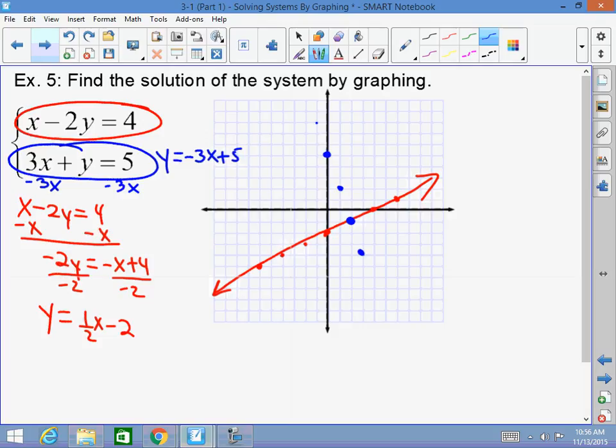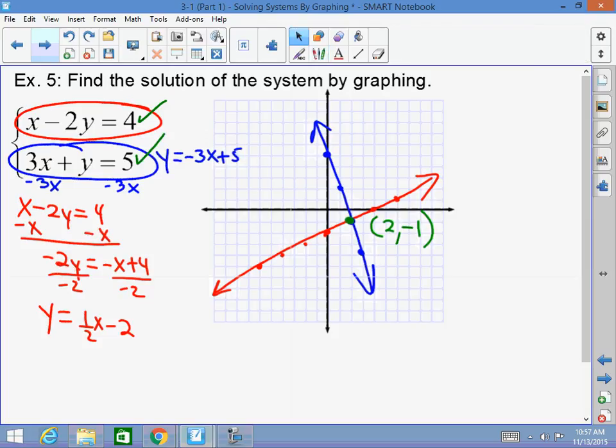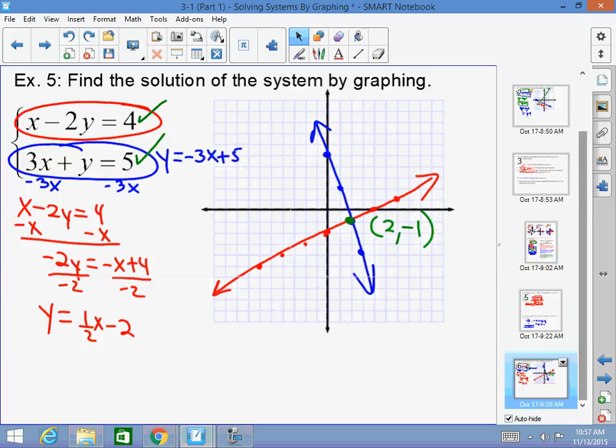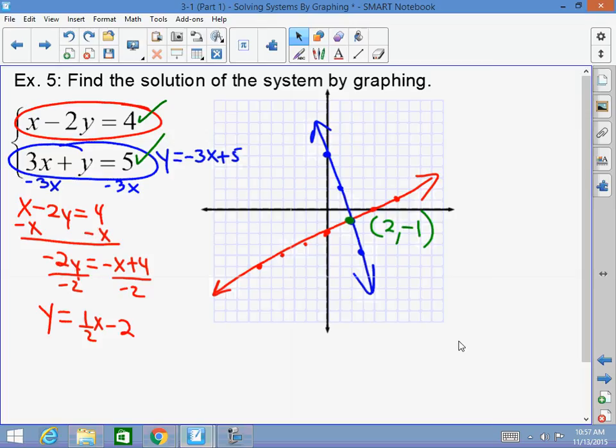I don't have to go any further because I know that my solution is right there at 2, comma, negative 1. Let's test it, though. 2 plus 2 is 4. It works. 6 minus 1 is 5. It works. Does that make sense, guys? Because I got time. We're done.